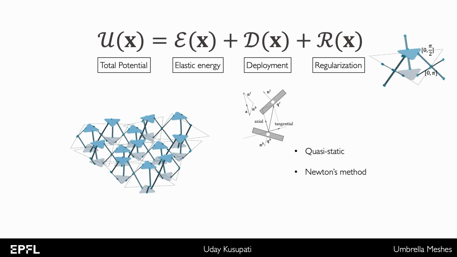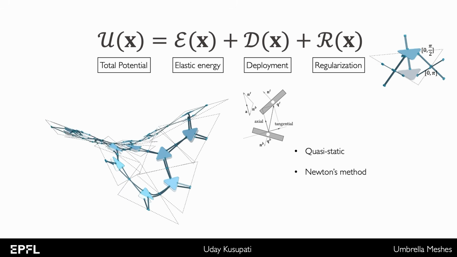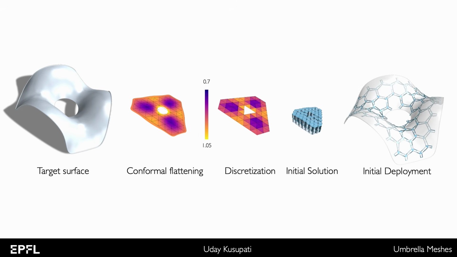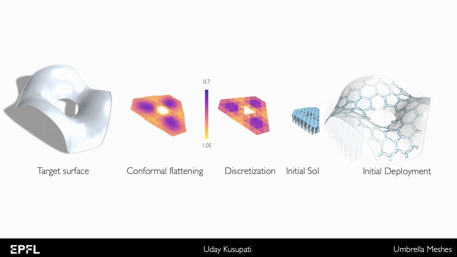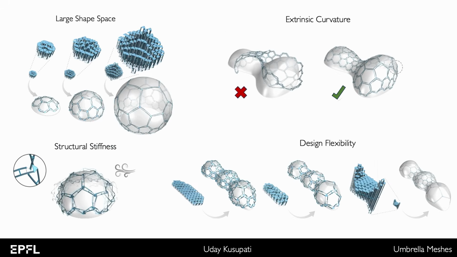We developed the simulation framework for deployment, modeling the geometry, constraints, and forces involved. For the inverse design that deploys to a given target surface, we use conformal mapping to give the topology and an initial solution. We perform numerical optimization to improve this design. Umbrella meshes have a large shape space due to their unbounded scale factors. They capture extrinsic coverage, provide structural stiffness, and offer design flexibility.